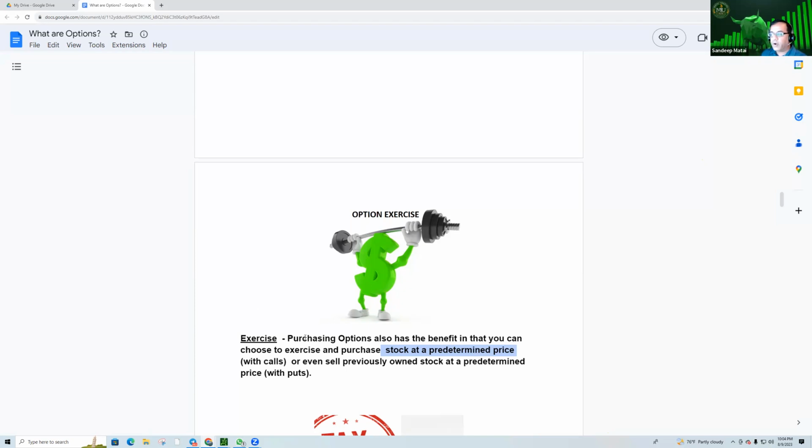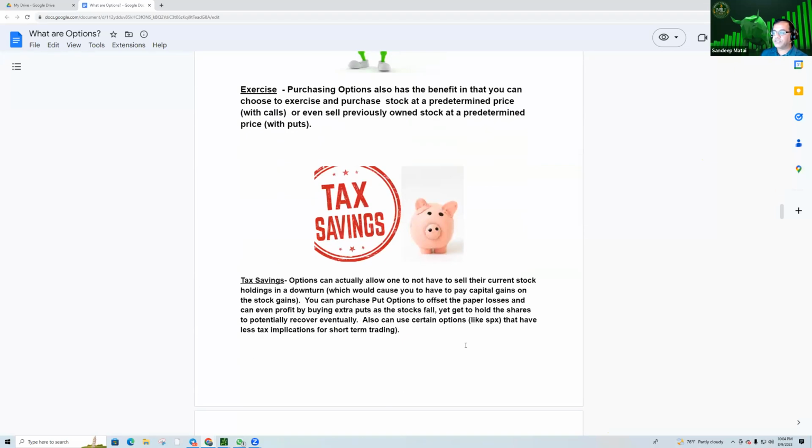So the good part is that you can exercise them and purchase the stock at the price that you had set with the calls, or on the flip side, you can get rid of your stock by exercising puts, okay? You can exercise those puts and get rid of that stock at the higher price that you set with the put. So that will all be explained in time too, but that's a great benefit: you can exercise options.